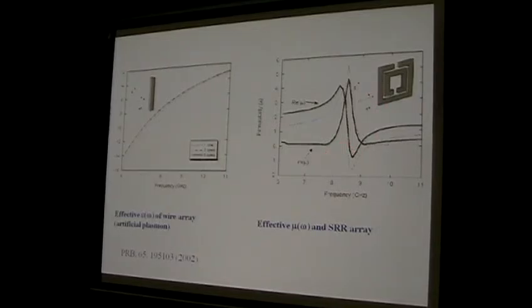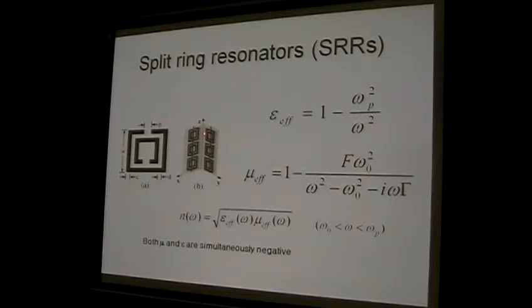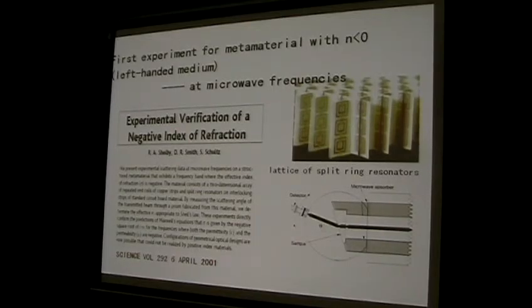And so, if you put these two together, an array of metal wire and an array of double broken rings, then both epsilon and mu could be negative in some frequency range, and that's the way people made it in the experiment, in 2001, published in Science. This is a very well-known result, the microwave first experimental verification of negative index of refraction, because both permittivity and permeability are negative at this microwave range. And you indeed observe that the microwave goes in the opposite direction, giving the negative refraction.